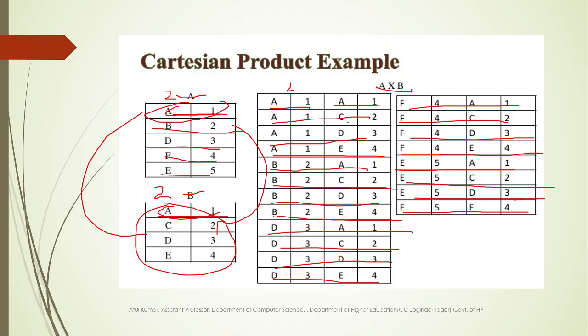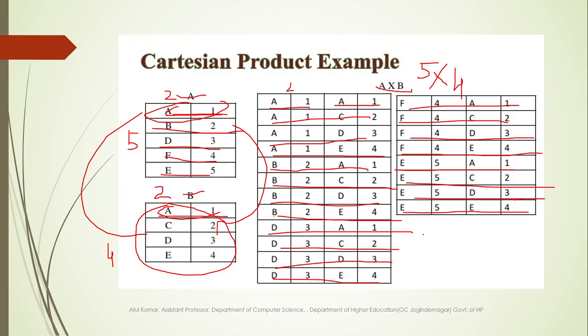And the total number of rows is the combination of all the rows from the two relations. The first relation contains 5 rows, 1 2 3 4 5, and the second relation contains 4 rows. The total number of rows in the resultant relation is 5 into 4.